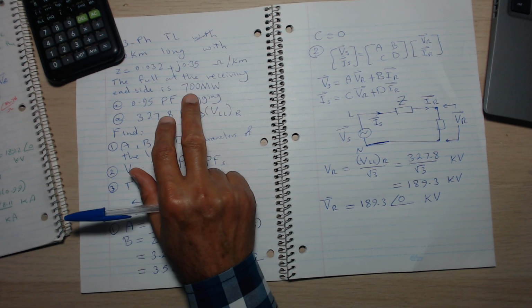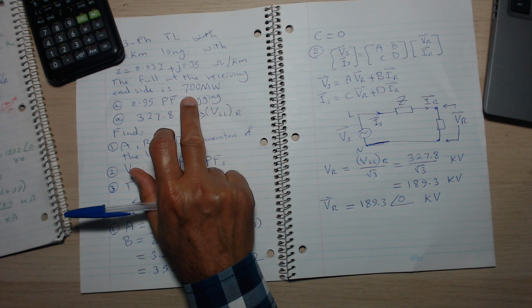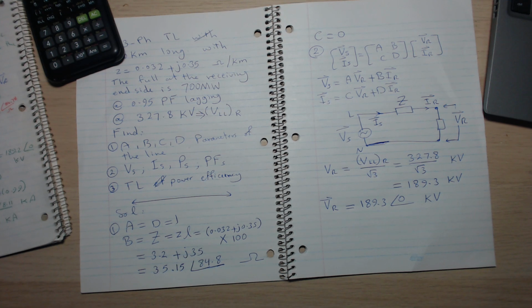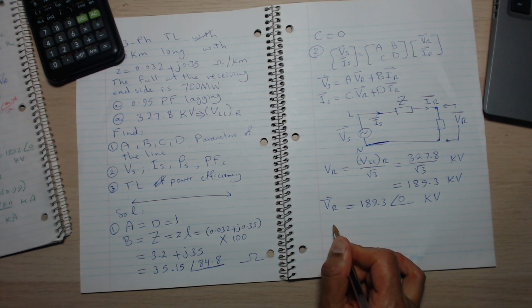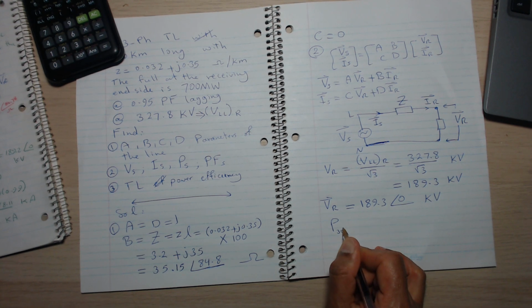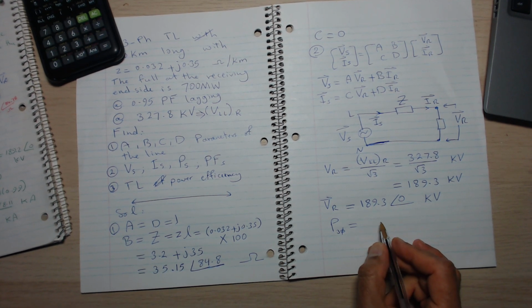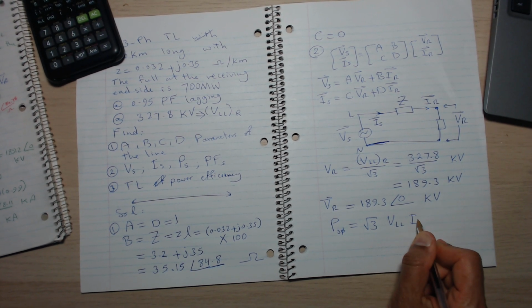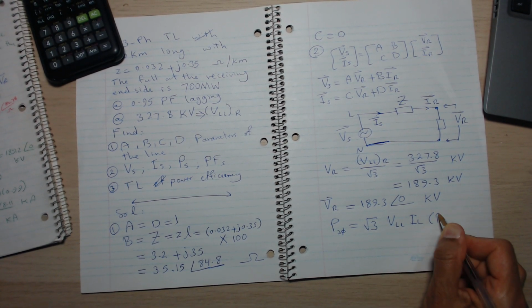And if we look at the given data, we can see that we have a load of 700 megawatt at 0.95 power factor lagging, so that's going to help us to find the current by using the formula for the power in the three-phase system. Three-phase P equal root 3 V line to line I line times cosine theta or times the power factor.